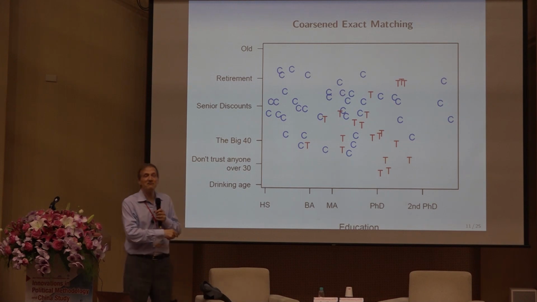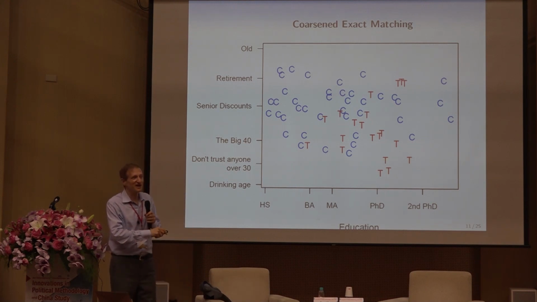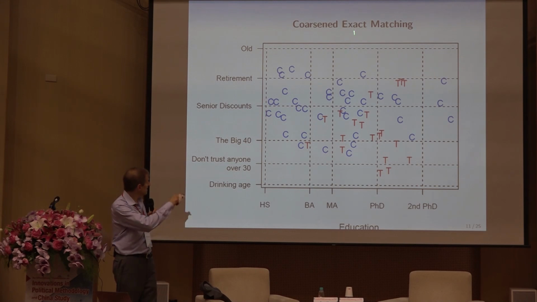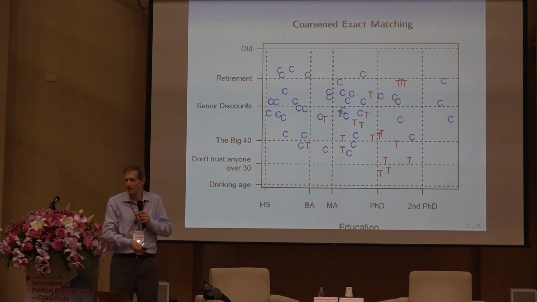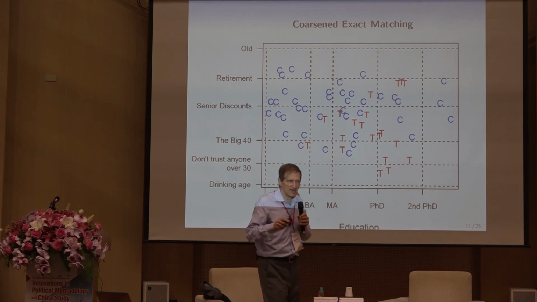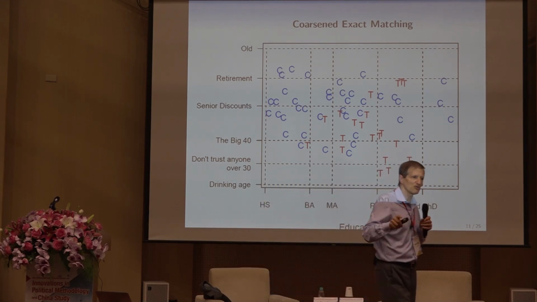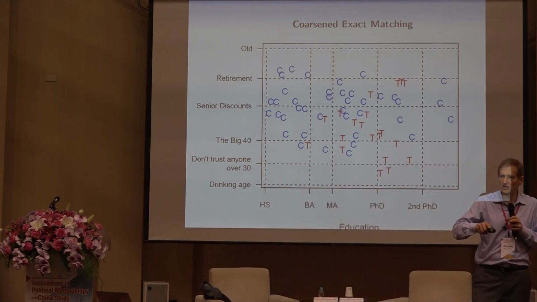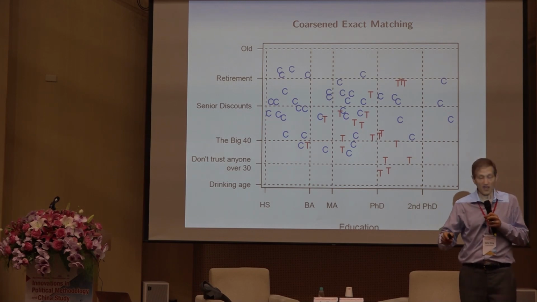So these have to be meaningful, of course, right? You have to have the right categories. Once you have those categories, you throw away the original scale temporarily, and you draw these bins defined by the categories. This works not only with two variables, but of course with any number of variables. And now we look in each of these bins, and if there's a treated and a controlled unit, at least one treated, at least one controlled, we keep them.